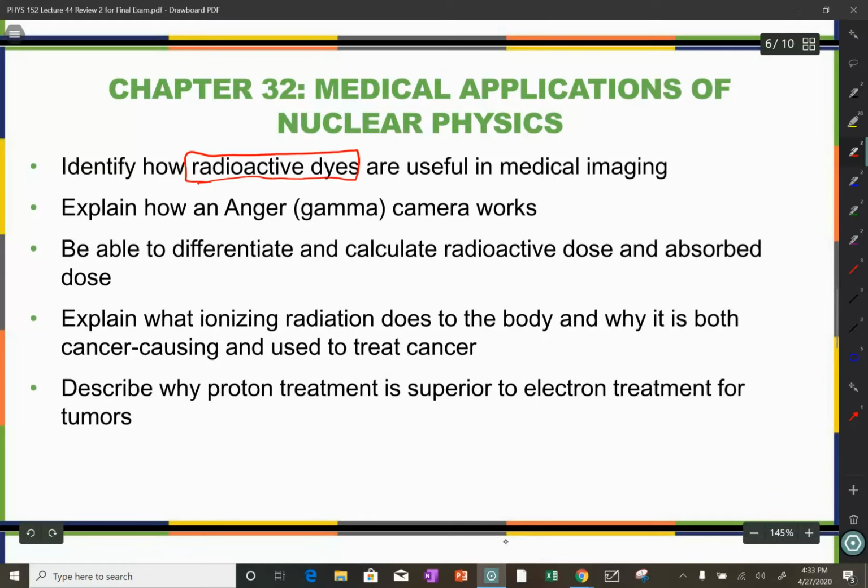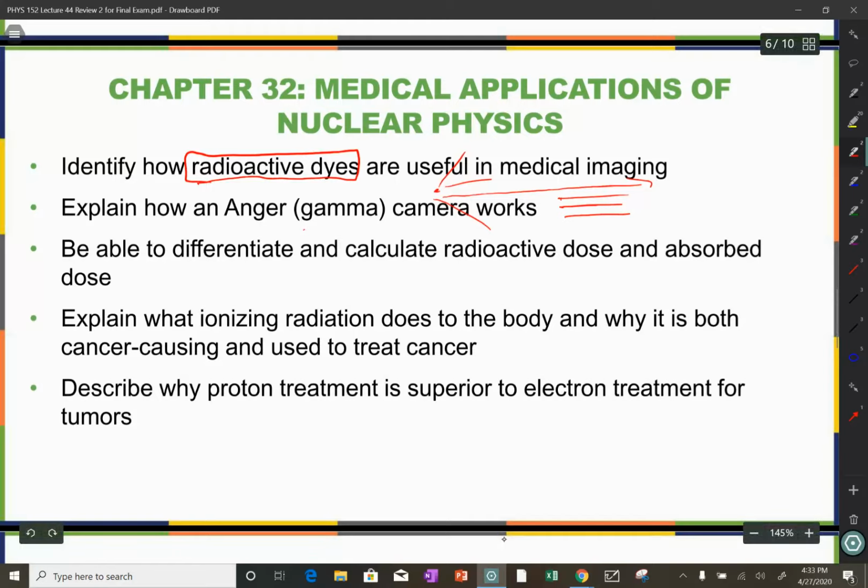Explain how an Anger camera, named after Hal Anger, works. That's a gamma camera. Remember, it has lead that makes channels. So you have a source over here that's giving off gamma rays in all directions, and only gamma rays that go straight through a channel can make it through. So it allows you to see where they're coming from, even though you're throwing away almost all of your gamma.